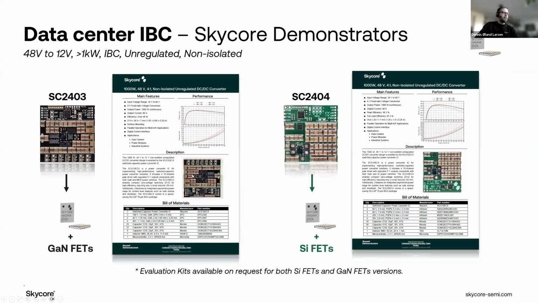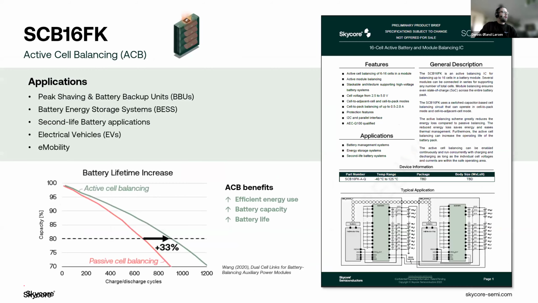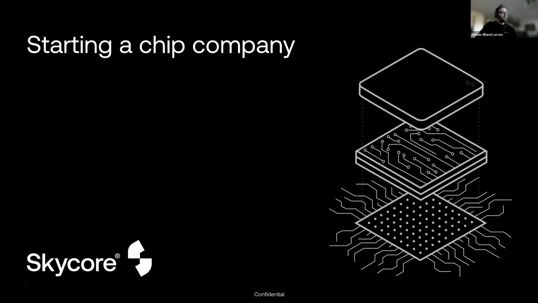We also work with both gallium nitride FETs and silicon FETs, and they have different trade-offs, and you can get different performance with them. And finally, we also have a pilot project running on active cell balancing, which is another application. Basically, you can make big battery packs last longer if you have active cell balancing in them. And chip design is one good way to make that happen at a very low cost.